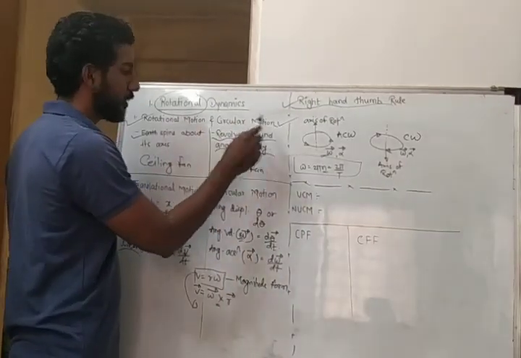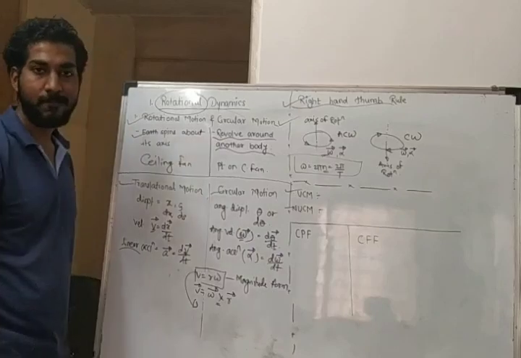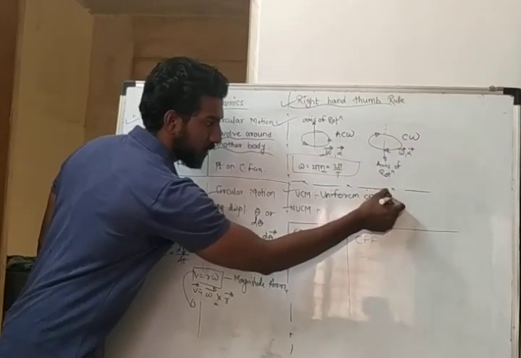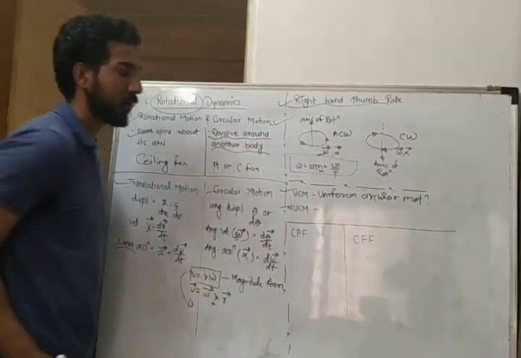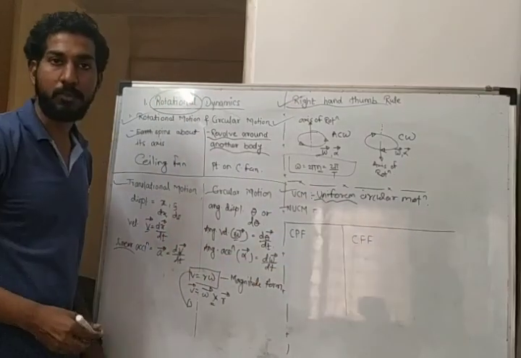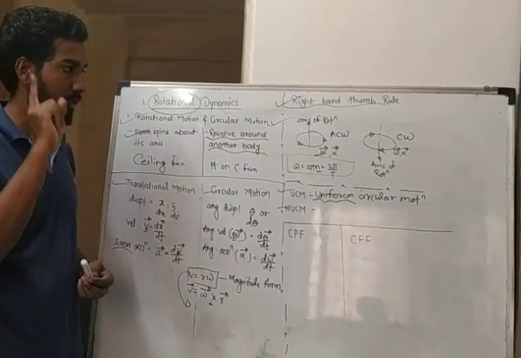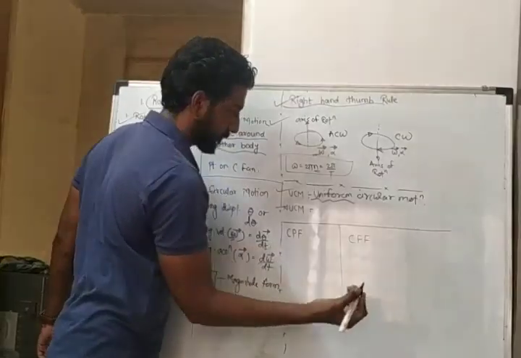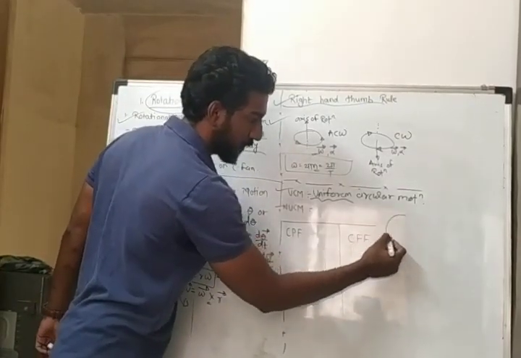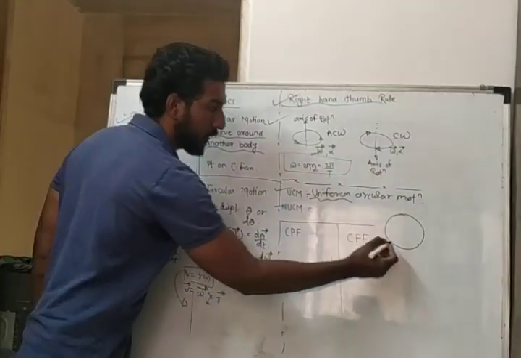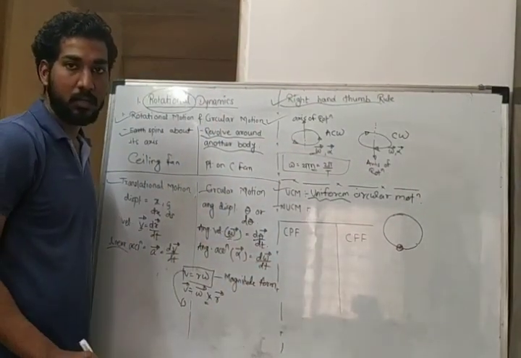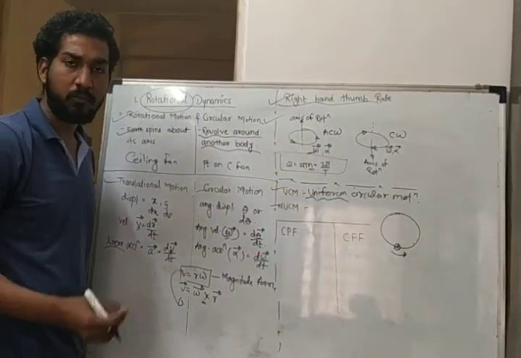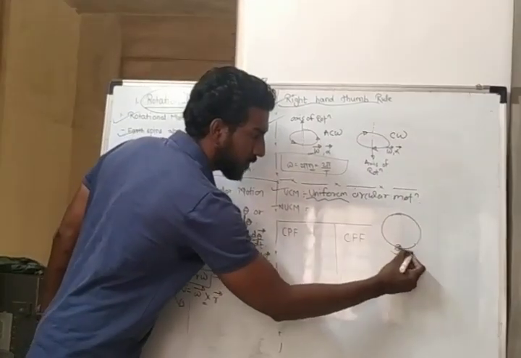Again, motion, there will be uniform circular motion. The name itself says uniform, and uniform means constant, the same. For example, if I am rotating one body, let's say I draw a circular body here, one body moving in this direction, anti-clockwise. Of course, it will have some velocity, tangential velocity.